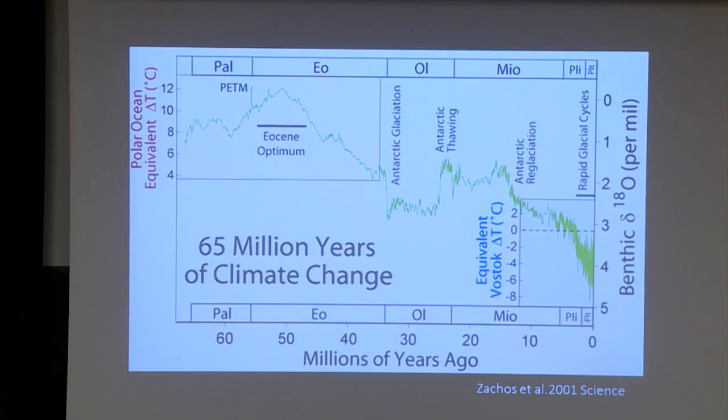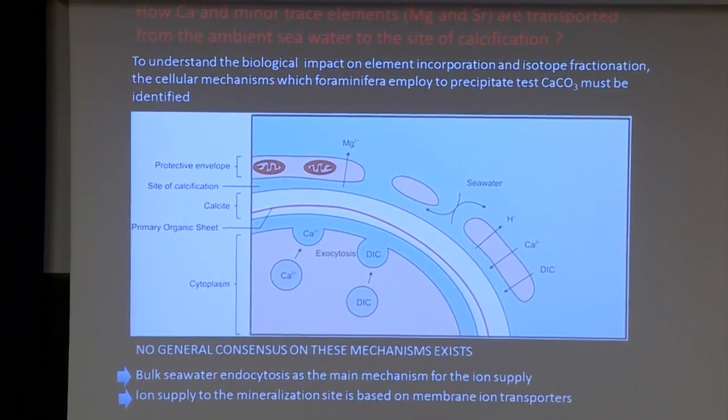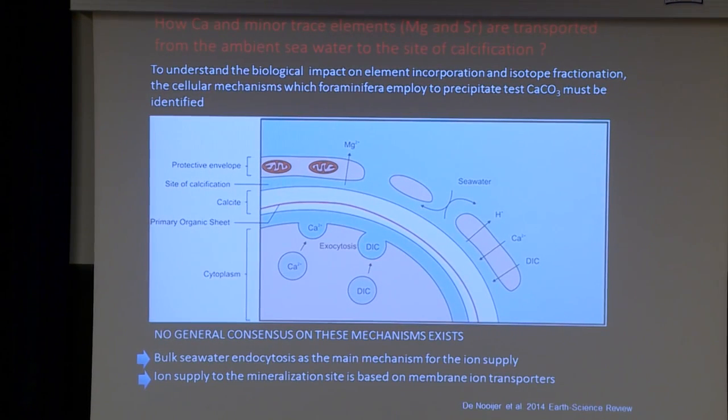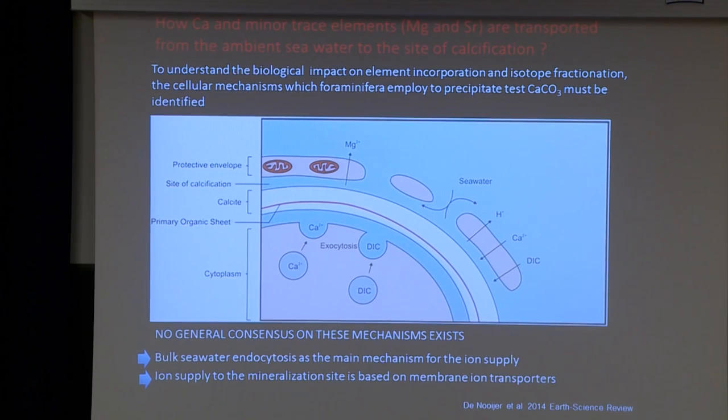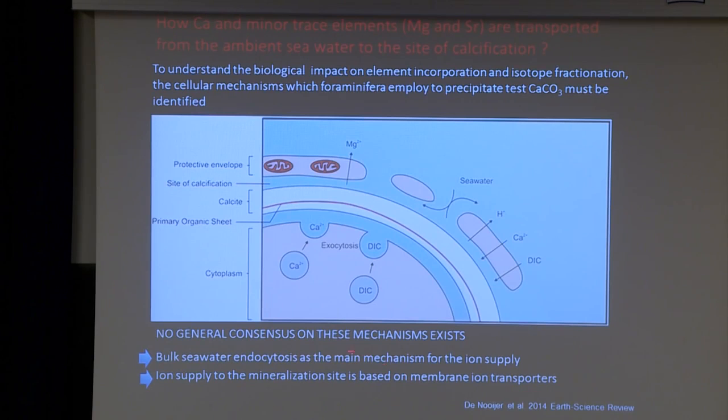So how calcium and minor trace elements like, for example, magnesium and strontium are transported from the seawater to the site of calcification is a key question to understand the biological impact on element incorporation and isotope fractionation. The cellular mechanism which foraminifera employ to precipitate calcite must be identified. No general consensus on this mechanism exists.